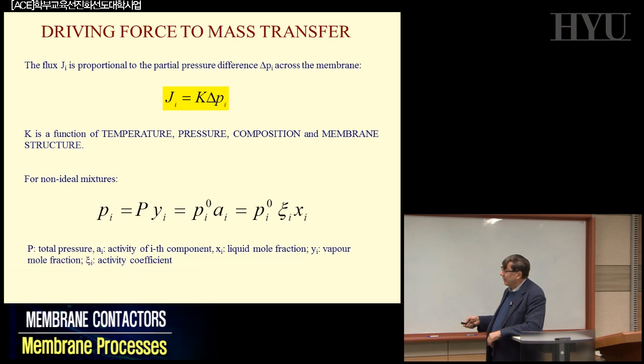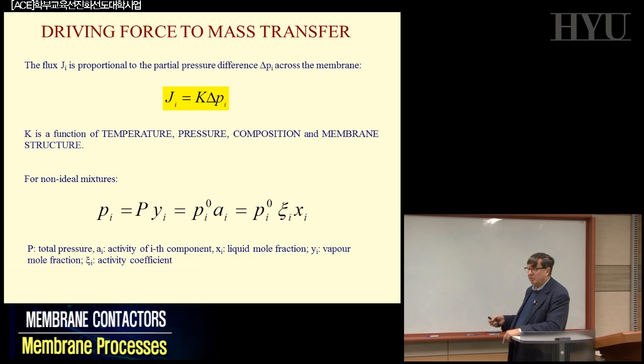Keep in mind that this expression normally is, as always, for ideal systems. For a non-ideal system, also here, your partial pressure has to be defined as a function of, it can be an ideal solution, or you have to introduce an activity coefficient to take care of the difference from ideal behavior of your system.